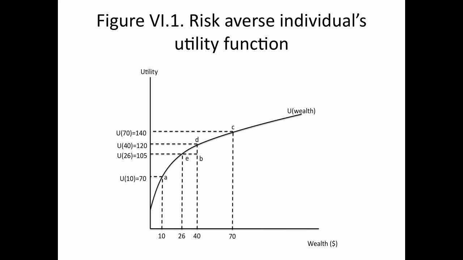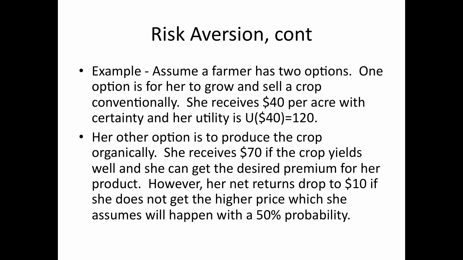Don't pay attention to the numbers that are shown there just yet, because what I'd like you to do is actually bring this slide and the notes with you to class on Wednesday, and we'll walk through an example that illustrates how we use the utility function to decide what one ought to consume and what activities one ought to engage in. And that's going to be done in the example of a farmer. In particular, a farmer that has two options. One option is to continue growing and selling a crop in a conventional production system. If the farmer does that, she receives $40 per acre with certainty. And her utility with that $40 per acre is 120 units.